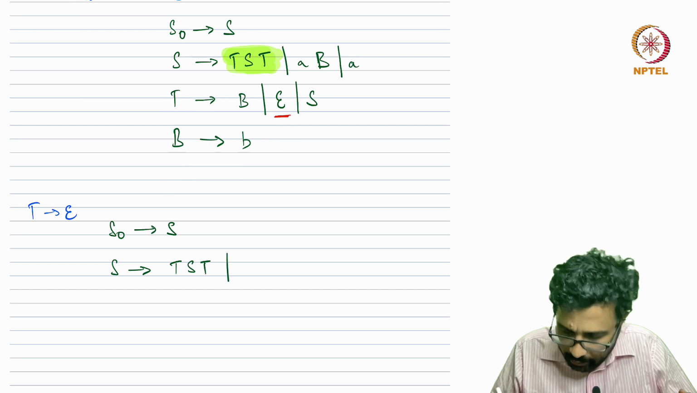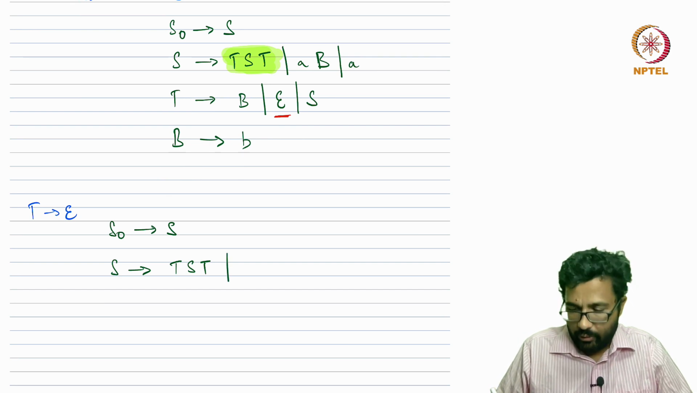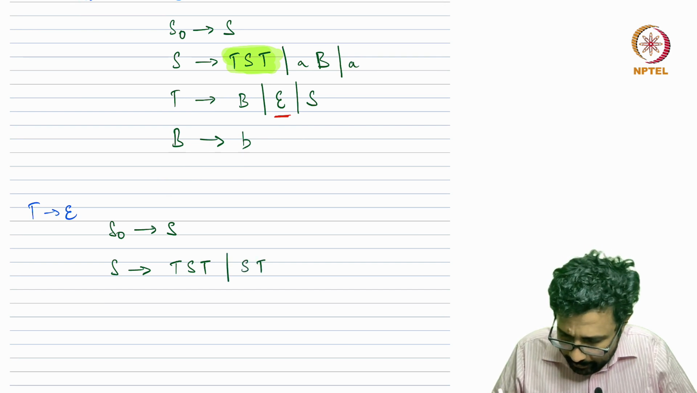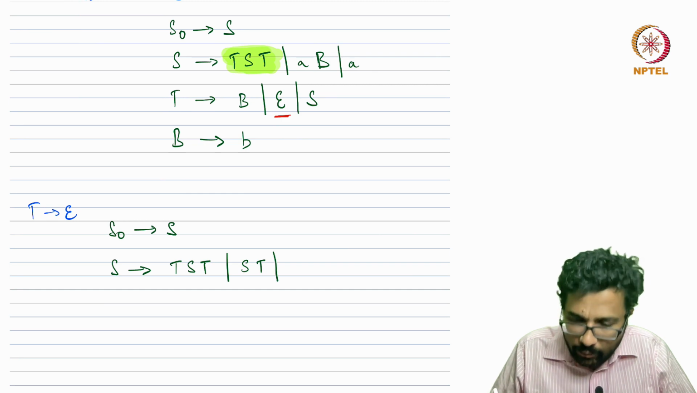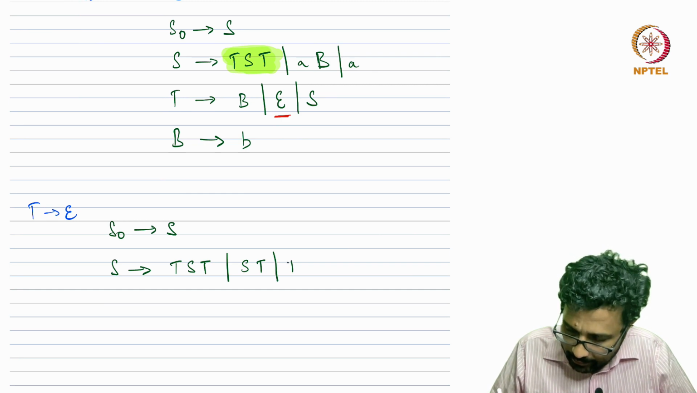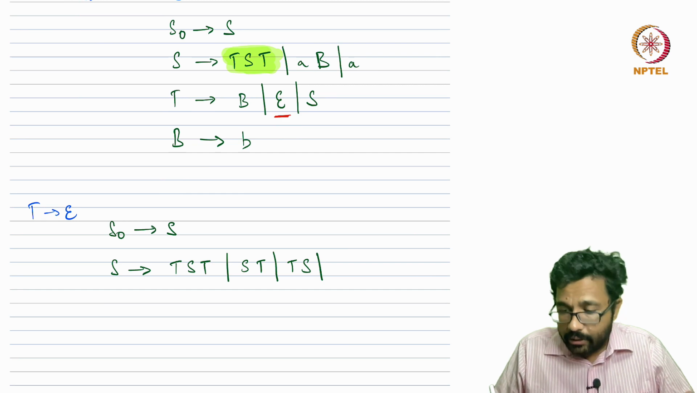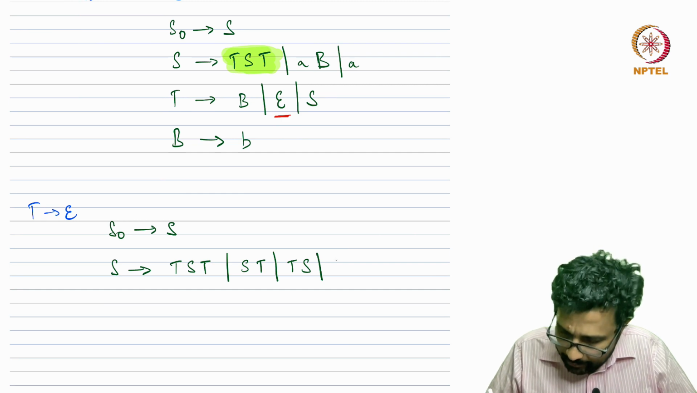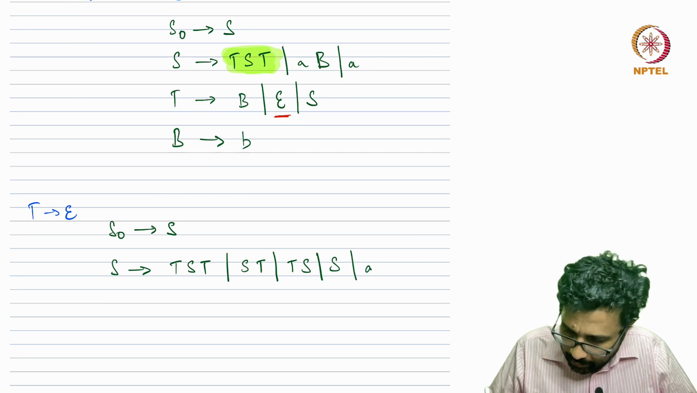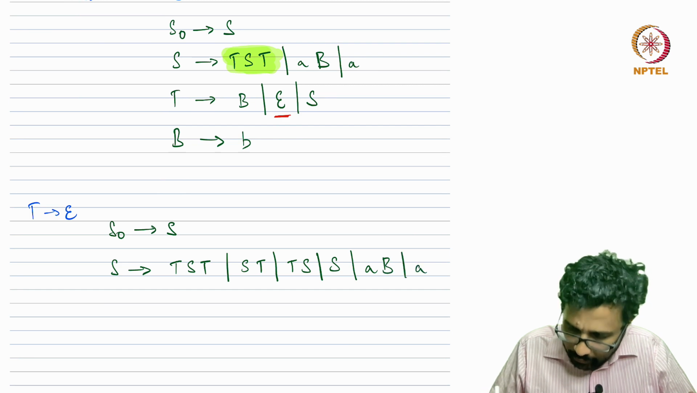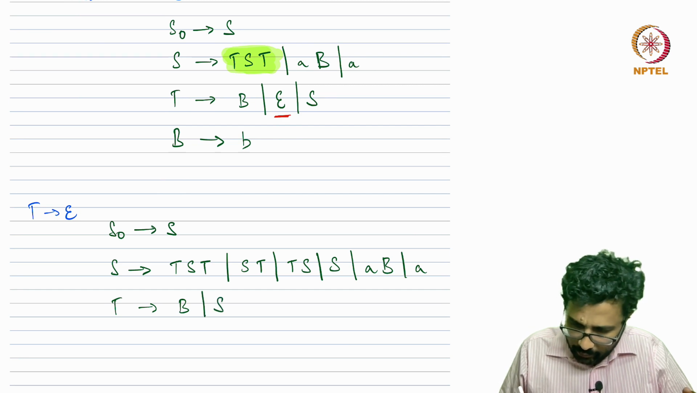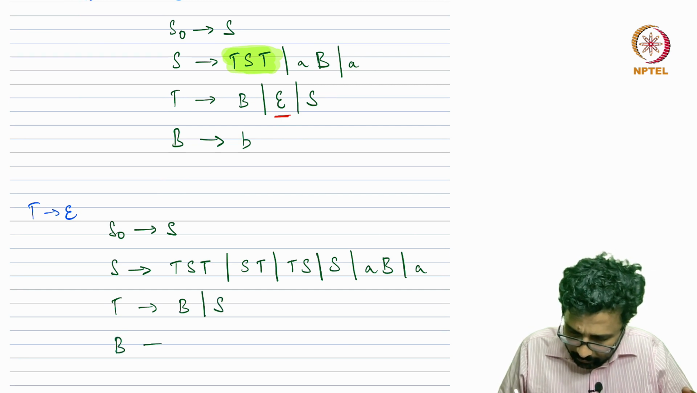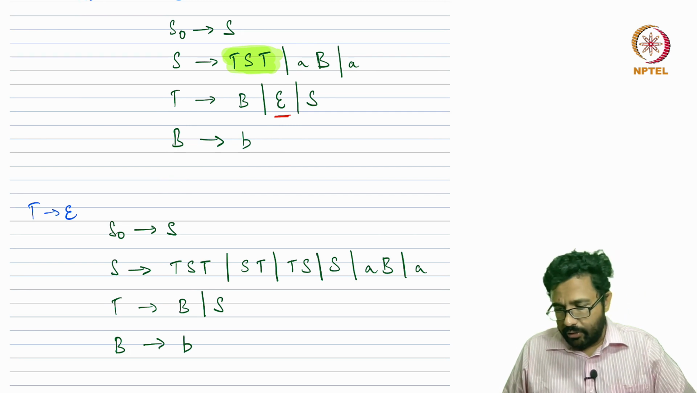So multiple things are possible. The first T could go to epsilon, which would give us ST. The second T could go to epsilon, which would give us TS. Maybe both T's could go to epsilon, which would give us just S. Then we have AB, and then we have A, and then T gives B and S, and then B gives small b.